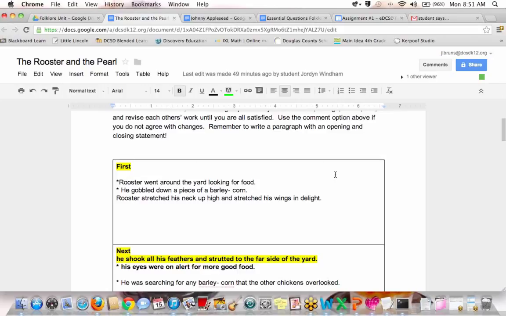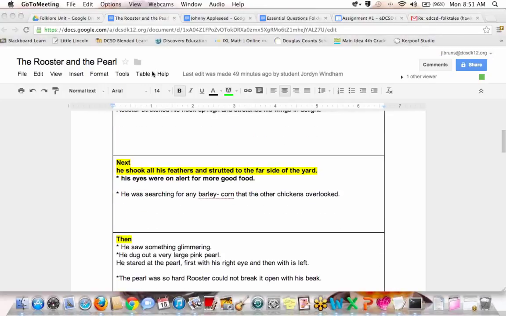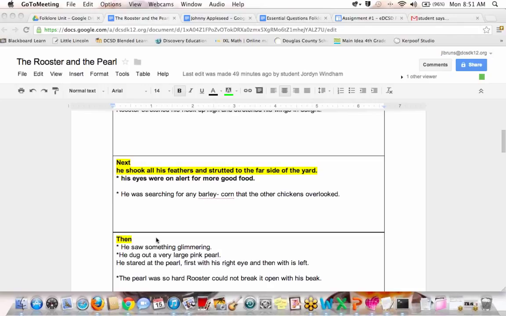Rooster went around the yard looking for food. He gobbled down a piece of barley corn. Rooster stretched his neck up high and stretched his wings in delight. Good. All right. What happened next, Nicholas? Next, he shook all his feathers and strutted to the far side of the yard. His eyes were alert for more good food. He was searching for any barley corn that the other chickens overlooked.